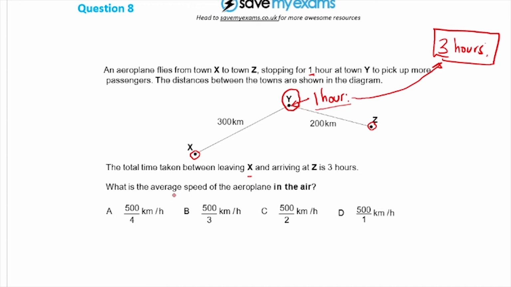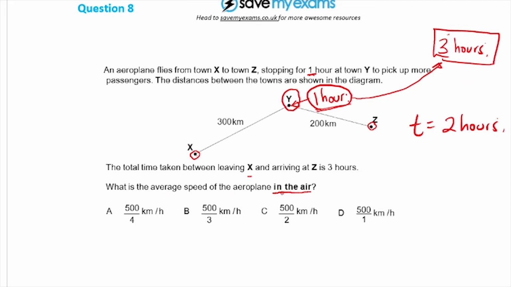They're asking what is the average speed of the aeroplane in the air? You can even see that it has been bolded. They want to find the speed of the plane while it's moving in the air. When it stopped for 1 hour to take in more passengers, we don't take in passengers from the air. Maybe that happens in science fiction movies, not in real life. So whereas the total time from X to Z is 3 hours, 1 hour of that was spent on the ground at town Y adding more passengers. So we are going to remove that 1 hour. The total time spent traveling in the air is actually 3 minus 1, which is 2 hours. So the time here is 2 hours.